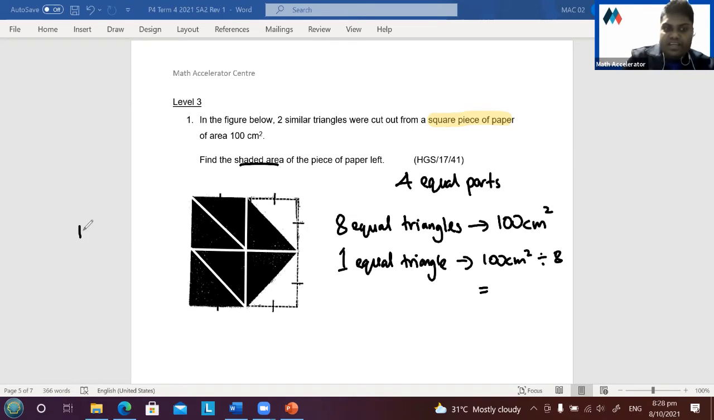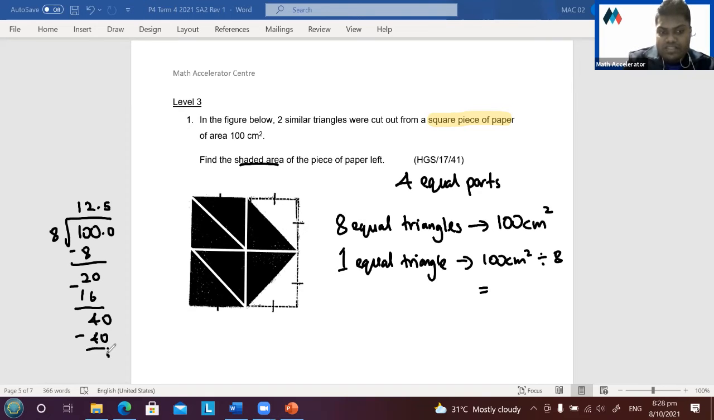Okay, so go and take 100, divide by 8. So 10 divided by 8, you get 1 remainder 2, bring down the 0. So 20 divided by 8 is 2 with 16, remainder 4, bring down the 0 again, so it's 40, and 0.5. 5 times 8 is 40, so 0 remainder. So one equal triangle is 12.5 cm squared.